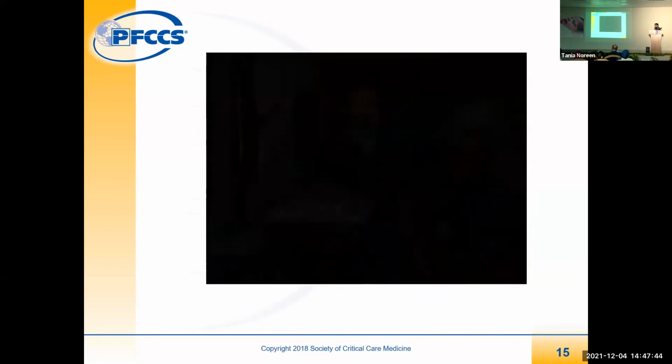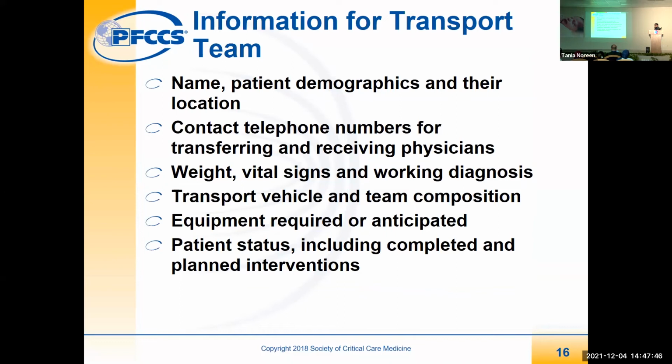So what you have seen now are the things needed for the transport, and the things the child might anticipate needing during the transport. He has mentioned the name, patient demographics, and the location, where the patient is. The contact number should be given to the transport team, and the receiving physician's name is important. Weight, vital signs, working diagnosis, transport vehicle and team composition, equipment required or anticipated, and patient status including completed and planned interventions. Next, please.